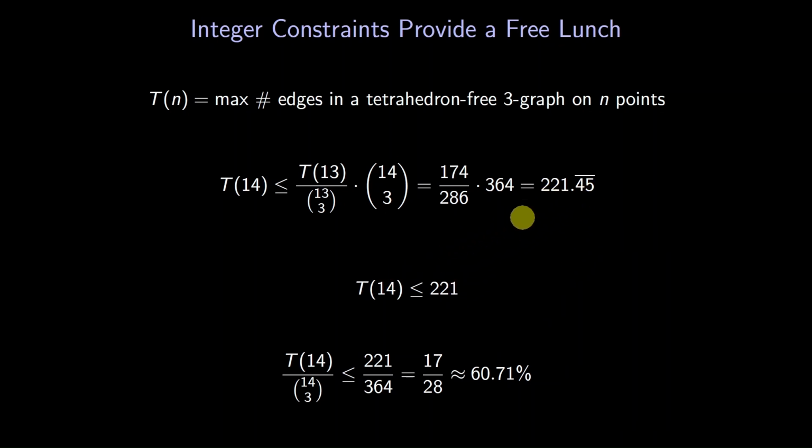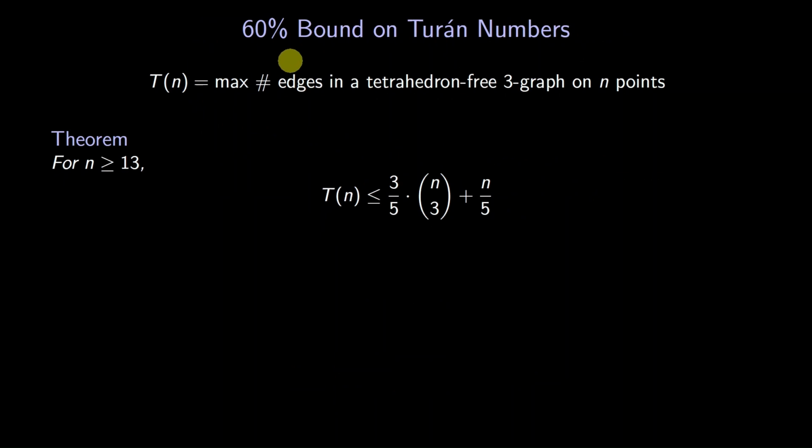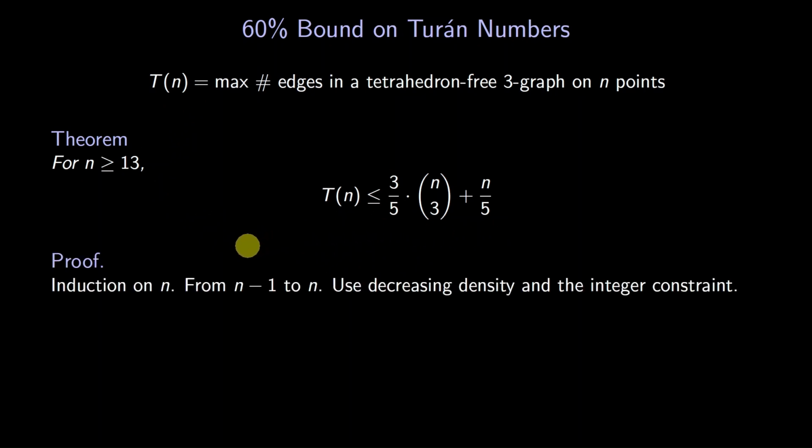We can keep going like this to improve the limiting density. We can show that the limiting density is at most 60%. Specifically, we can show the following inequality. The proof is by induction, using decreasing density and the integer constraint we just talked about. 60% is good, but we can do better.